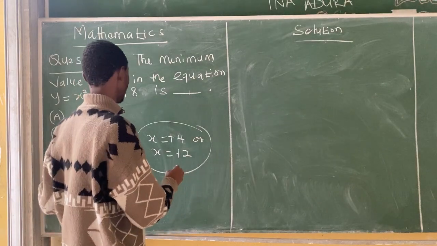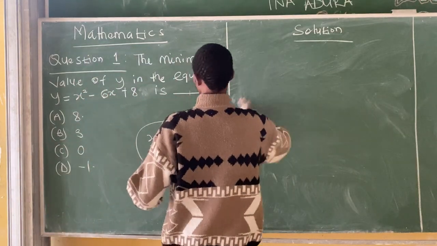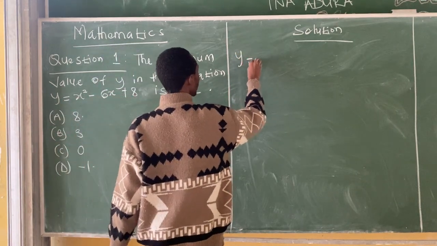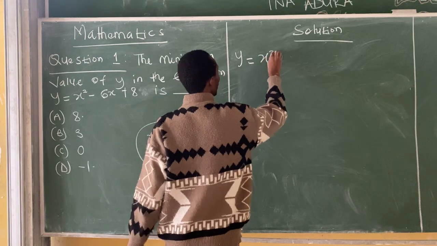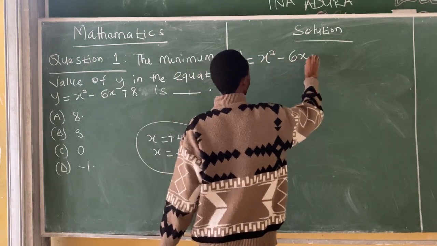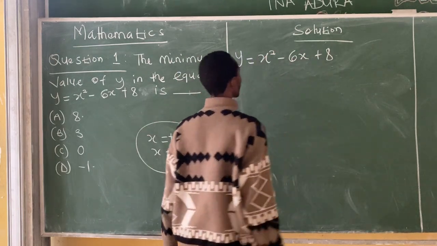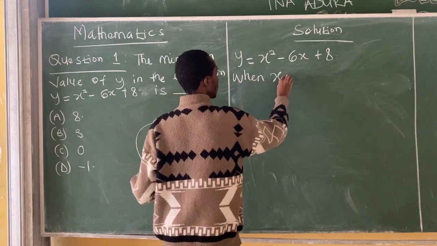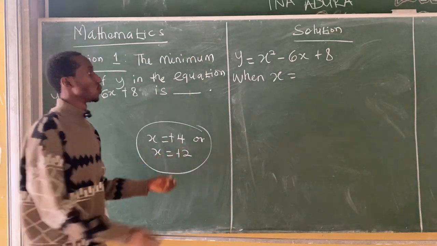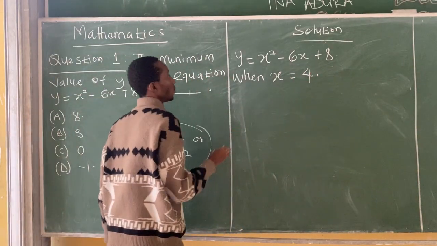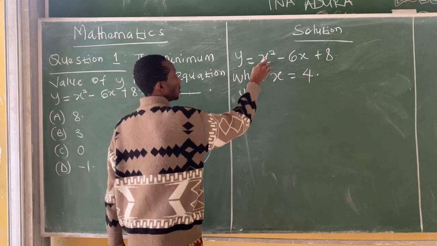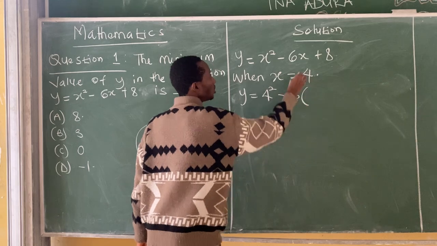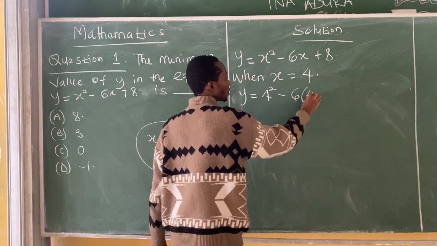Here we have, don't forget, we substitute this value into this to find the value of y. Here we have y is equal to x squared minus 6x plus 8. When x is equal to this first one, which is plus 4, we have y to be, instead of writing x squared, we say 4 squared minus 6 into x. Instead of writing x, we replace it with what?